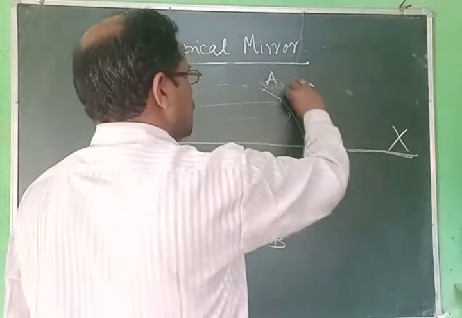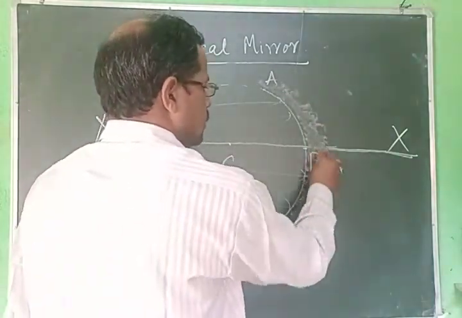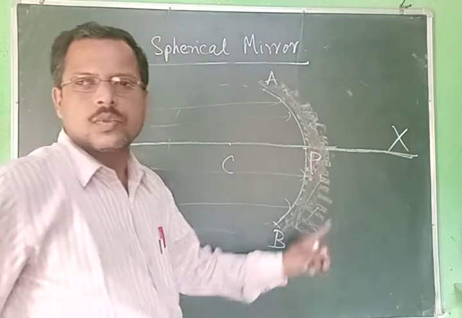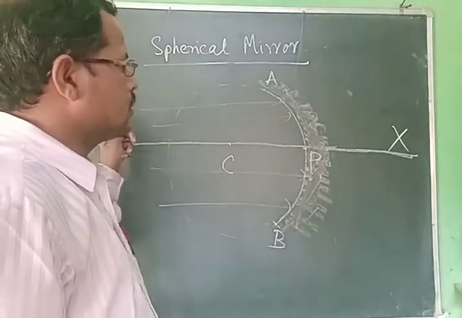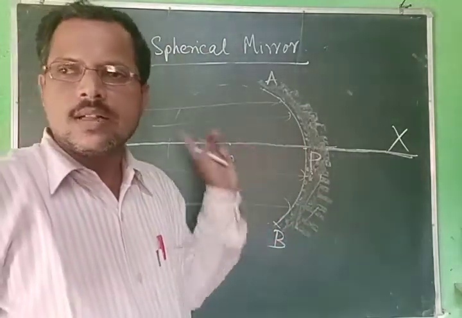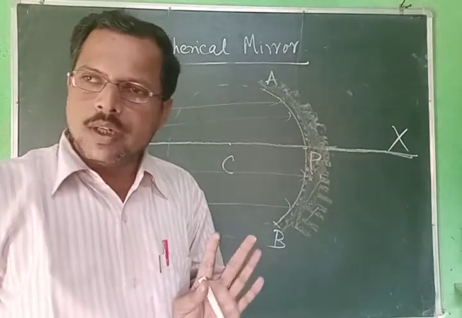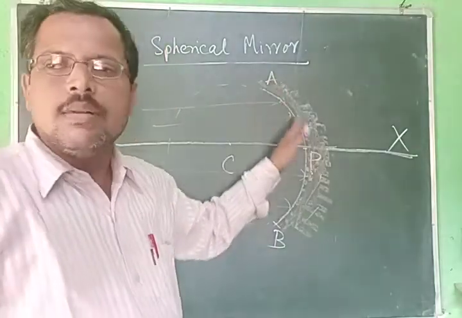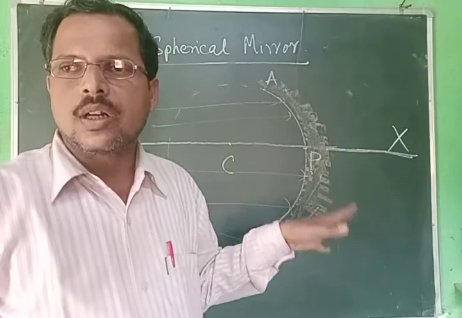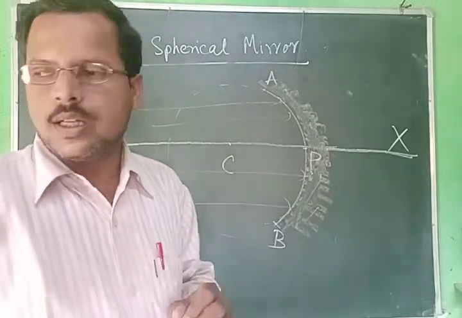Okay, what is in the back side? There is nothing. This is the pole. Okay, light comes from this side and gets reflected, because it is a reflecting material. A concave mirror is a reflecting material.